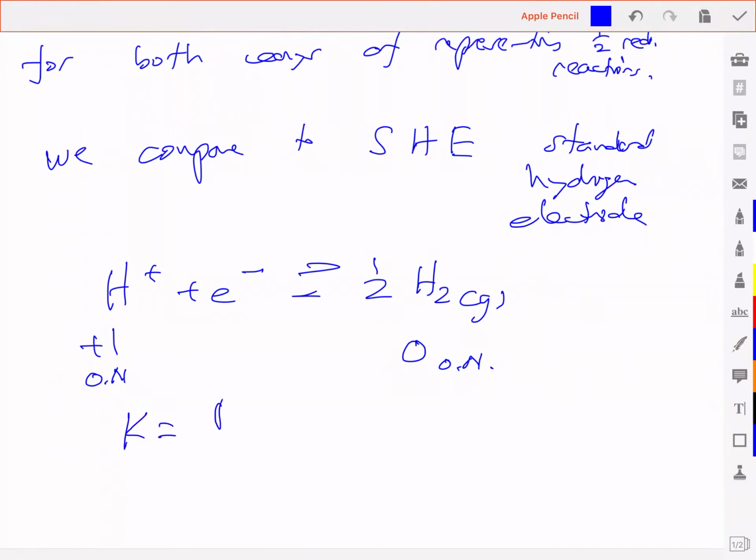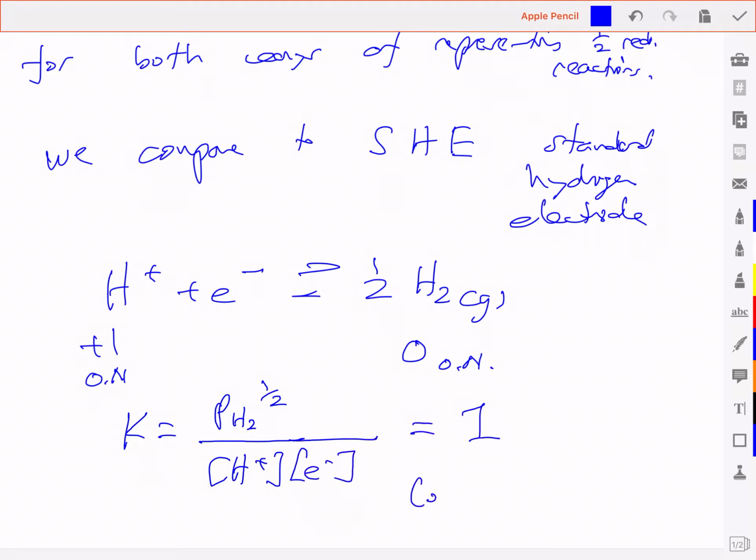And so the K for this reaction is the partial pressure raised to the stoichiometric coefficient divided by the hydrogen ion concentration and the electron, and it has a value of 1, and log K red has a value of 0. And this is just by definition. I won't go into why it is, but we can't actually measure potentials. We can only measure potential differences, so we have to compare to something. And so this is the reaction that was decided to be what everything else is compared to, so it was set to have a value of 0.